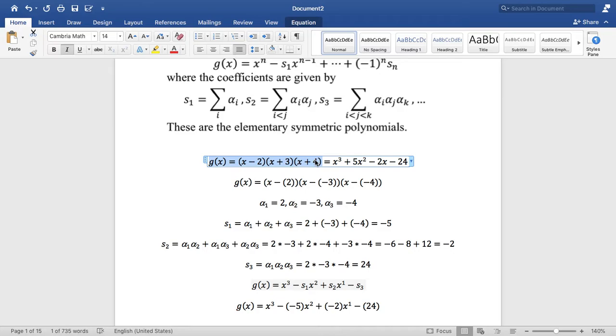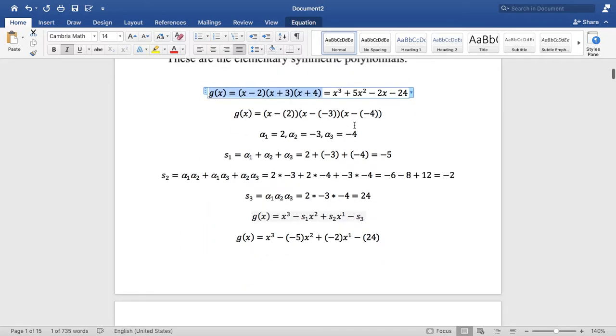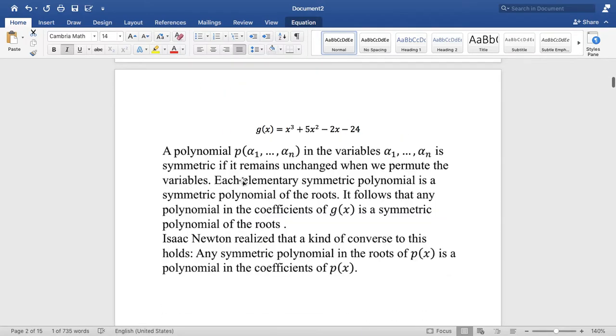Or you could have written g of x as x plus 4 times x minus 2 times x plus 3. Again, you wouldn't have changed anything. So they're called elementary symmetric polynomials, these coefficients, because they are symmetric, right? If you switch the roots around, the coefficients stay the same. So each elementary symmetric polynomial is a symmetric polynomial of the roots. So it follows that any polynomial in the coefficients of g of x is a polynomial of the roots.